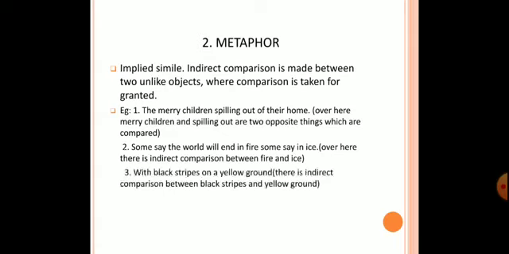With black stripes on yellow ground. Now over here we can say black stripes indicate some animal on yellow ground. There is no direct comparison done between them, yes, it is an indirect comparison, but still they are compared. It means it is metaphor. Over here we are talking about an animal, the tiger, but you can see how it is being expressed by the poet. Yes, black stripes on yellow ground. Now the body cannot be ground, but still it is compared in that manner.